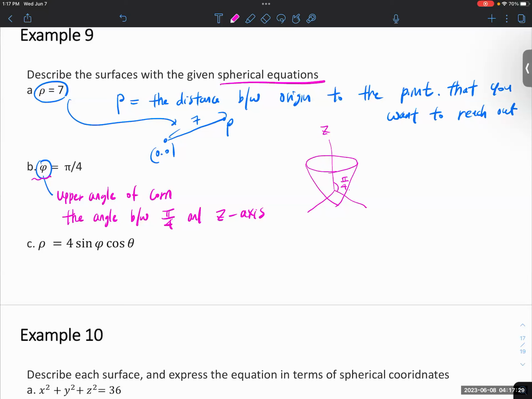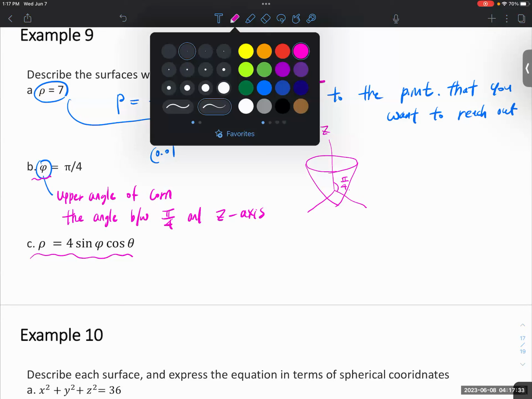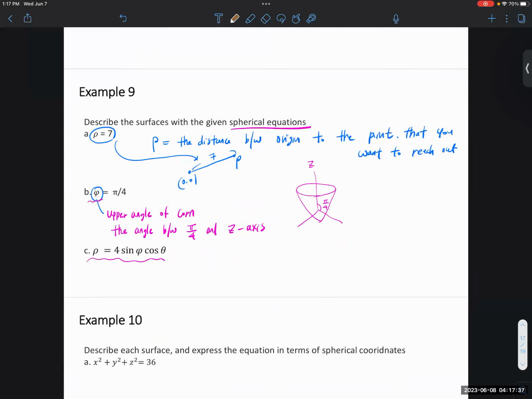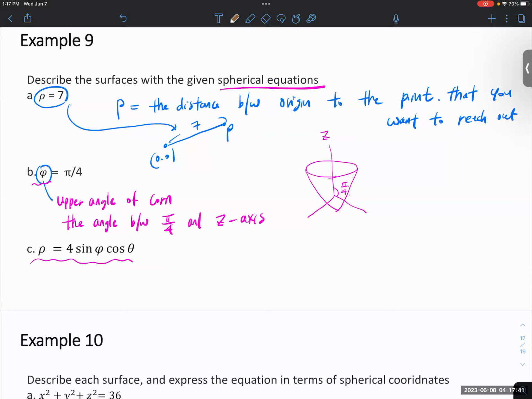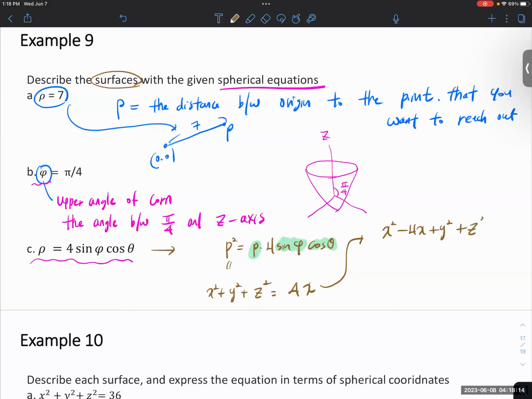Okay, the last one. This one, we also did it. This is the equation we just practiced, number 7. You can convert this one so you can find out the shape, which surface equation you're going to find. If I try to do it one more time, you're going to multiply rho on both sides: rho squared equals rho sine phi cosine theta. So this is going to be x squared plus y squared plus z squared. And remember, for rho sine phi cosine theta, this time that is going to be 4x. So that means x squared minus 4x plus y squared plus z squared equal to 0. You're going to find the same thing: find the constant that you are going to add and subtract.